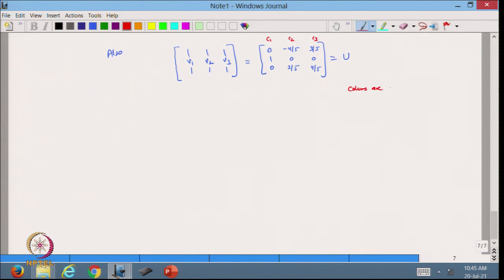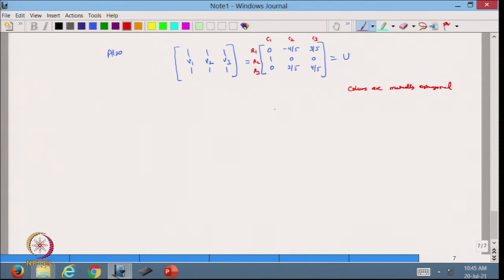Columns are mutually orthogonal and their magnitude is 1, that we already know. Now, we call these row vectors R1, R2, R3. So, why are we now calling them row vectors?